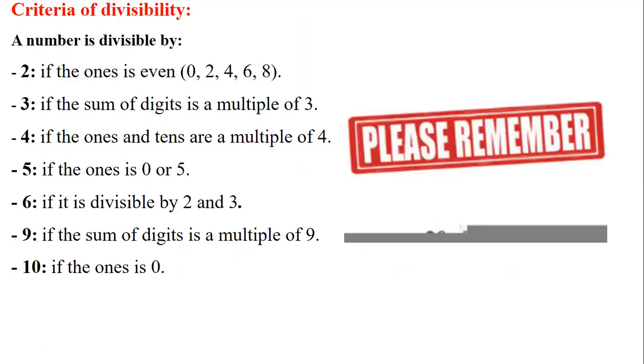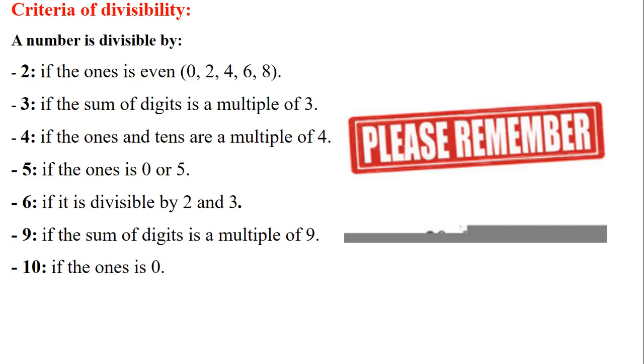I wanted to remind you of criteria of divisibility because they help you a lot applying the method we'll learn in a moment. So we have taken before, what are the criteria of divisibility? How can I know if a number is divisible by 2, by 3, by 4, by 5, by 6, by 9, and by 10? We should memorize these criteria because they are helpful while we are working.